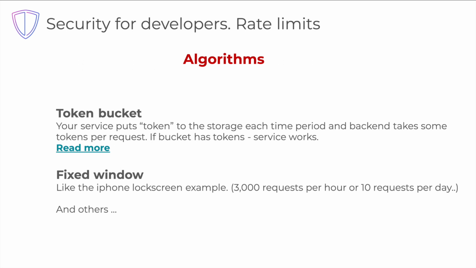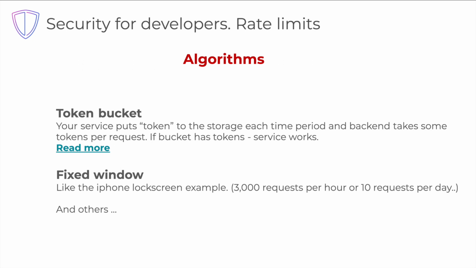The token bucket works as follows. At regular, repeated intervals, your service will put a certain number of tokens in the client's bucket, a kind of storage space. Every time the client makes a request, they will use a certain number of tokens. If the client has made too many requests and there are no more tokens in the bucket, then the service will not respond to the client any longer. The client must wait until there are once again enough tokens in the bucket. You can read more about this by following the link in our presentation.